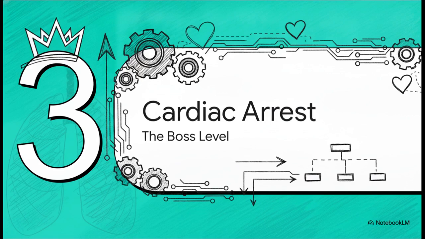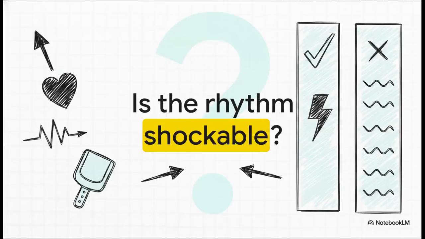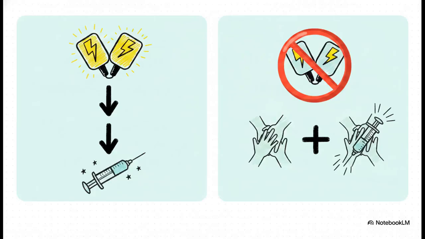Section 3, cardiac arrest, boss level. Take a deep breath with me, because entering the megacode is high stakes. But honestly, everything hinges on one repetitive question. Is the rhythm shockable? Answering yes or no here splits the entire algorithm into 2 totally distinct lanes. Let's break down those 2 lanes.